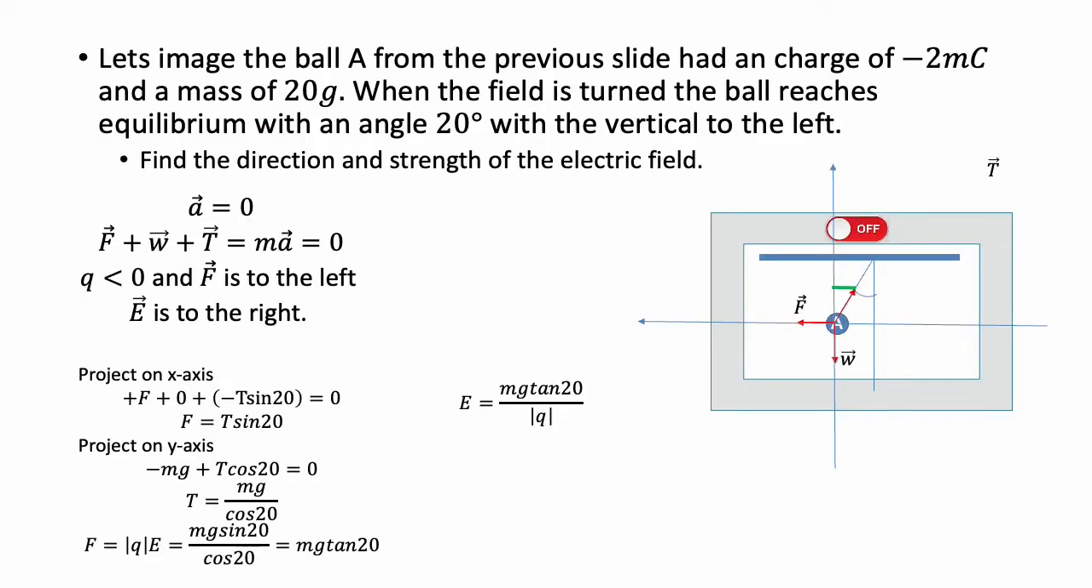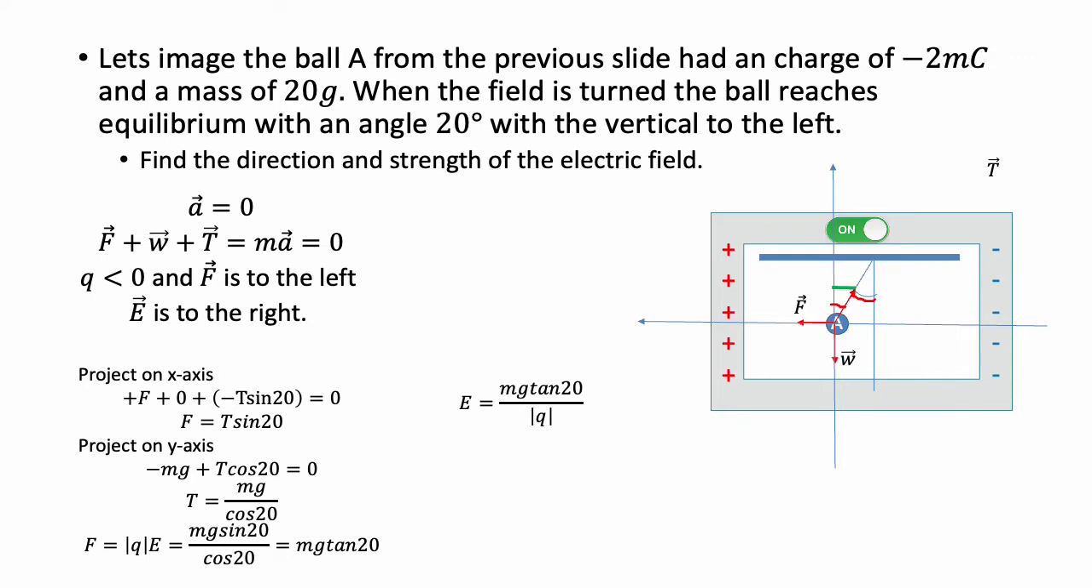So let's go back to this ball A. Let's assume A was negatively charged, with a charge of minus 2 milli coulomb, milli being 10 to the negative 3, and its mass is 20 grams. I placed it in the electric field and turned on the electric field. When the electric field was on, the charge moved to the left. It made an angle with the vertical, and this angle is the same as the angle here.